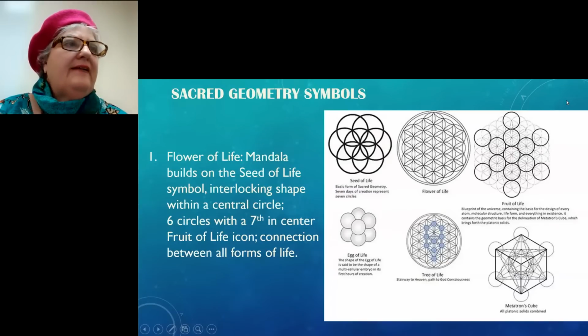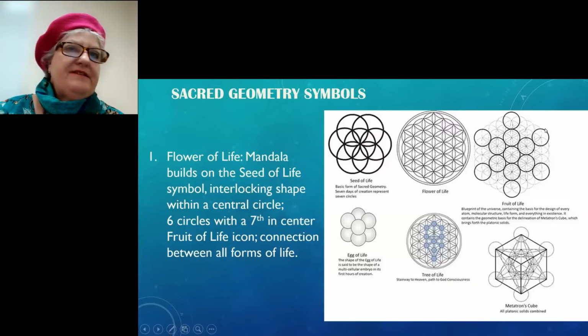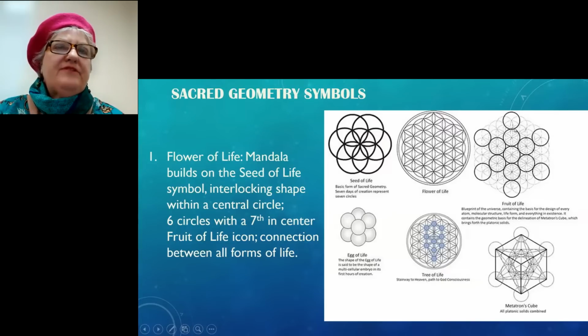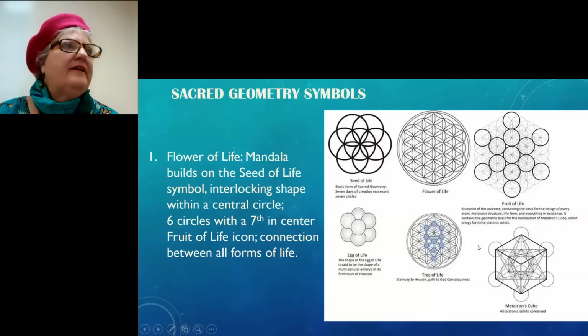So the Flower of Life mandala builds on the seed of life, and it's a series of images. So this is the seed of life, and this is the flower of life, which is a repeating pattern of the seed of life. This is the fruit of life, which is 13 circles all connected. So it's 6 on the outside, 6 in the center, and then a 7th in the middle. So that's sacred number 13. The egg of life is just the circles themselves. Within the flower of life, we can see the tree of life. And then this all leads to Metatron's cube. And we'll take a closer look at that later.